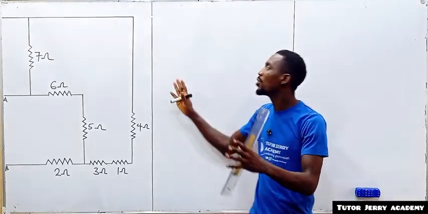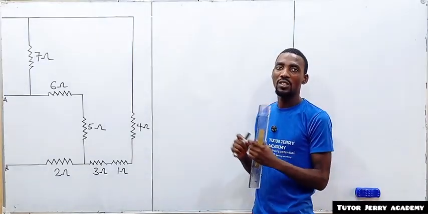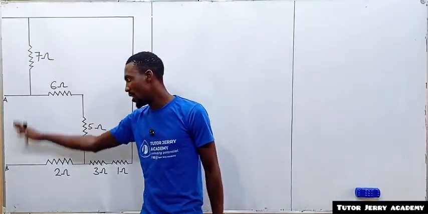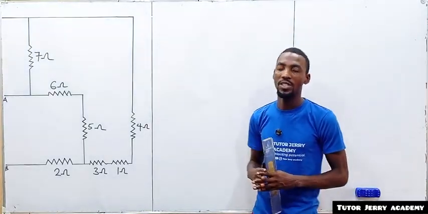All right, we are going to be solving the question above under circuit analysis. The question says we should find the equivalent resistance between terminal A and terminal B. All right, so how do we solve this question?